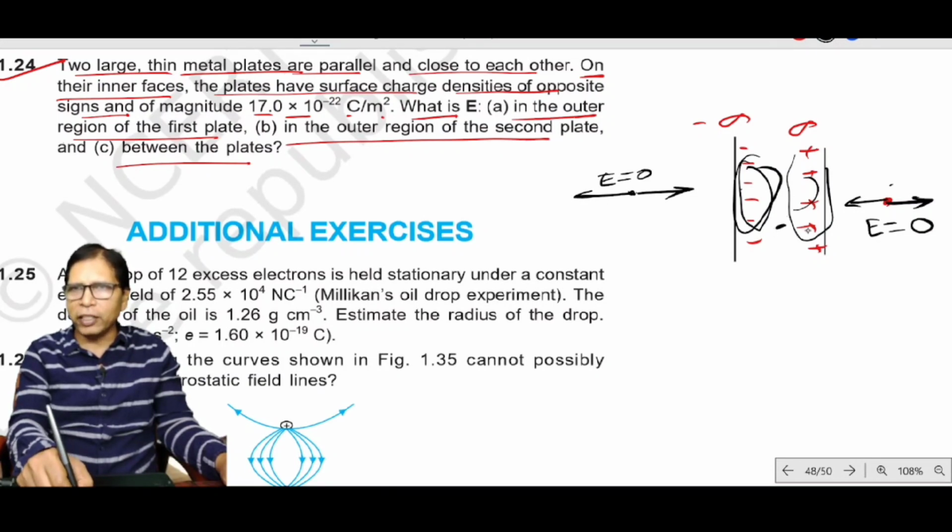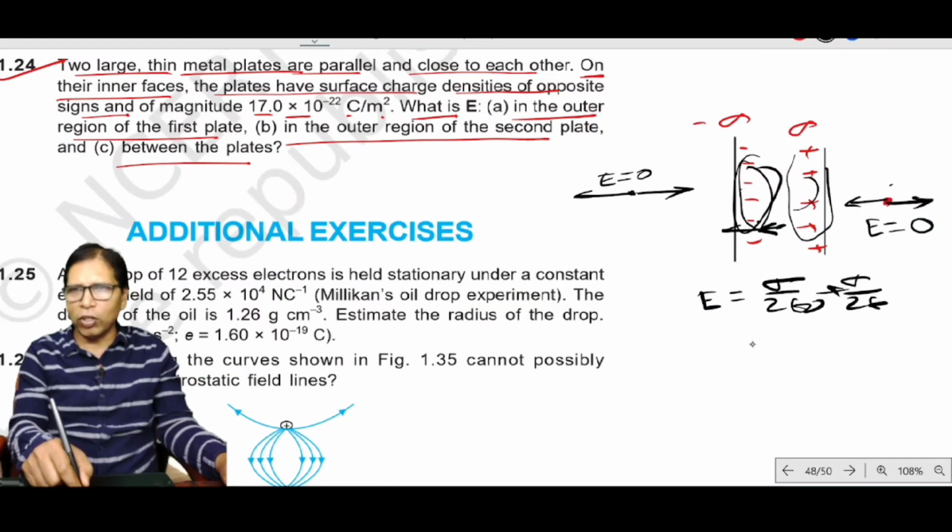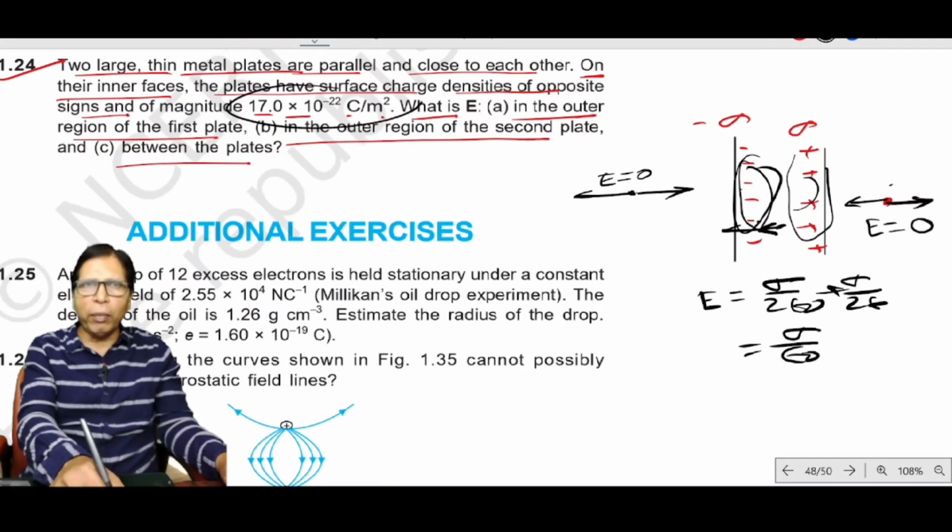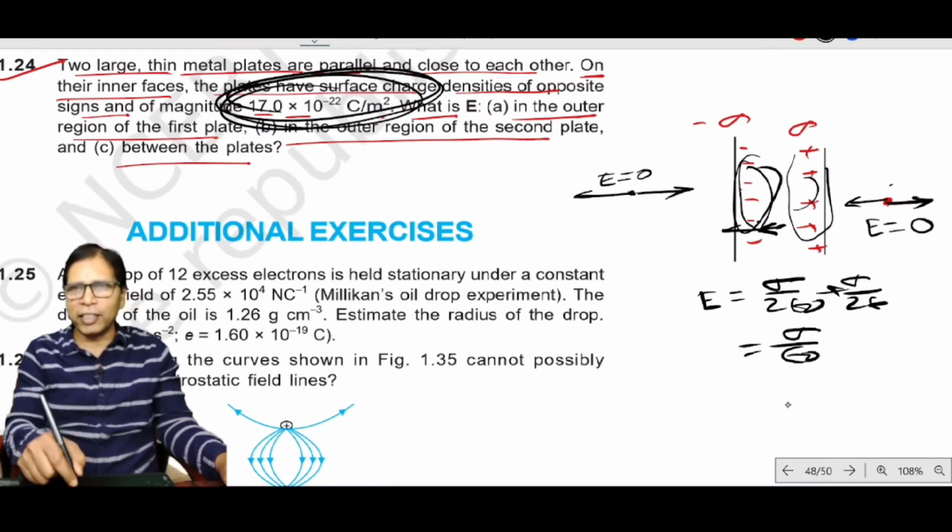Now between the plates, look at this, due to the positive charge the field is away from the charge, and due to the negative charge it is towards the charge. So within the plates, E equals sigma by 2 epsilon naught plus sigma by 2 epsilon naught. So this is sigma by epsilon naught. What is the value of sigma? Look at this, sigma is this.